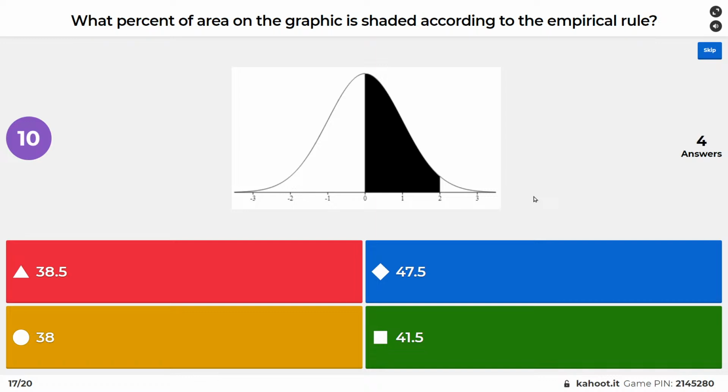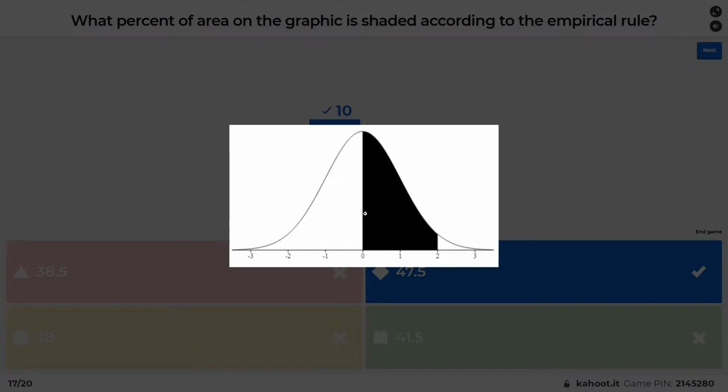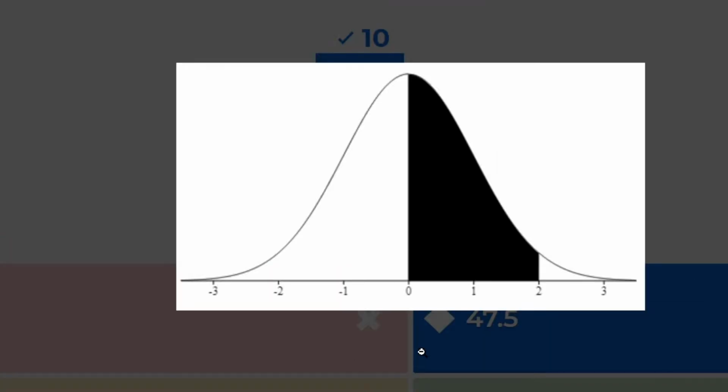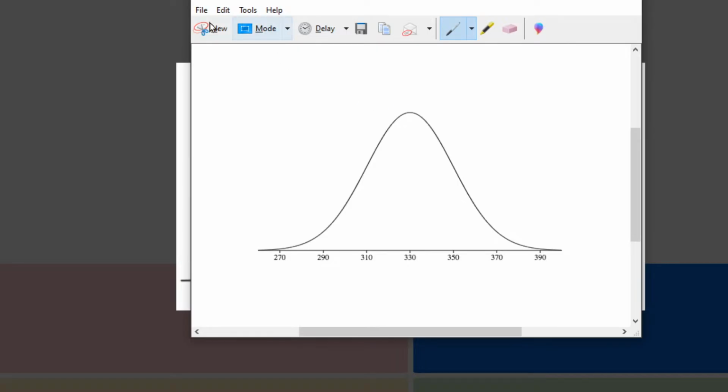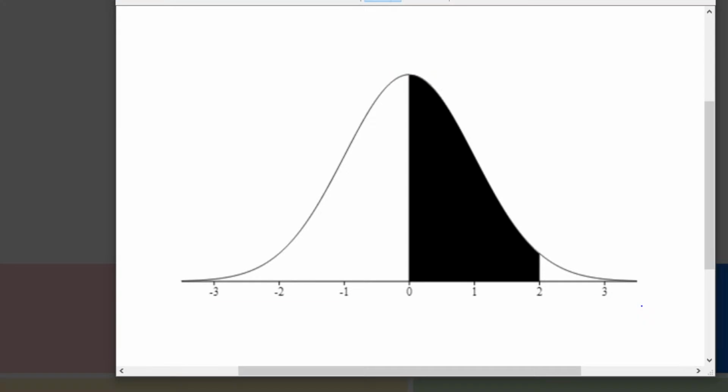What area is shaded on the curve right there according to the empirical rule, the 68, 95, 99.7? Andrew put in the chat, 99.7. Who knew how to get this? I bet some people got it. How did you get the answer to this question? Who solved it and how did they do it? So let's draw on this.